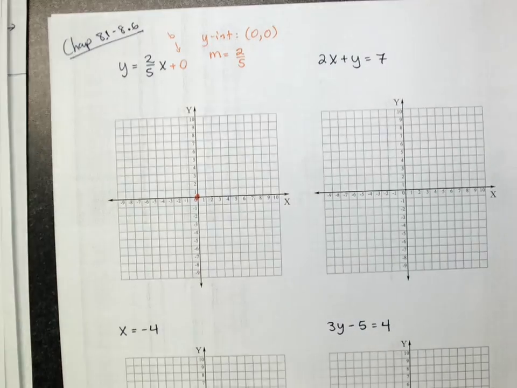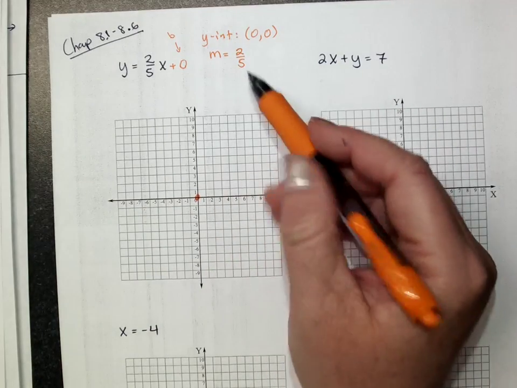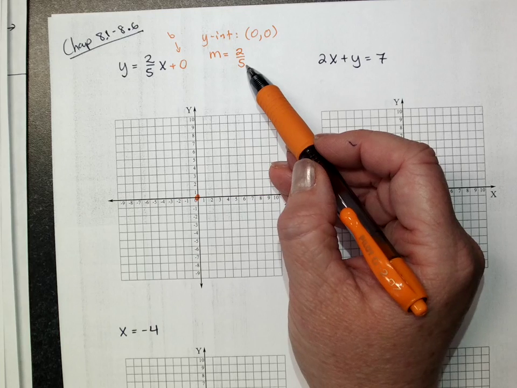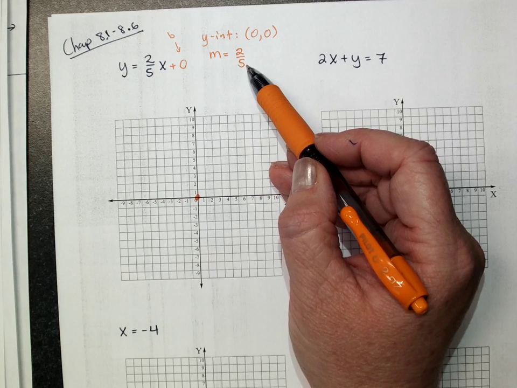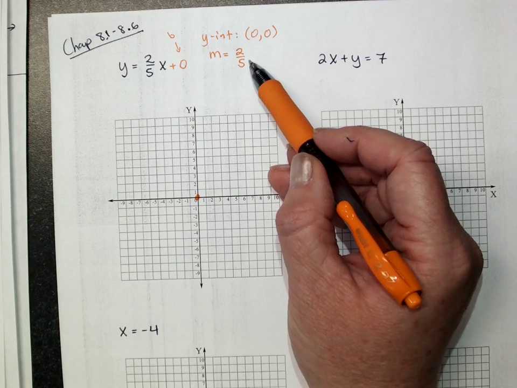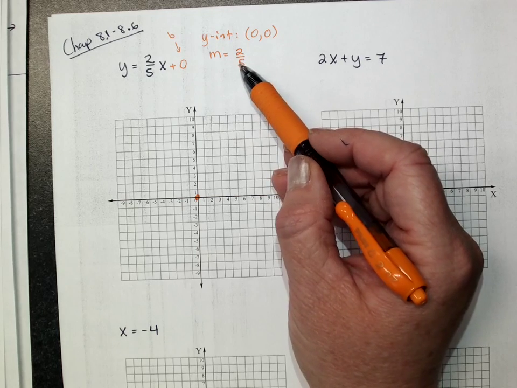2/5. Now, with a slope of 2/5, are you expecting an upward or a downward line? It's upward. Positive slope means upward. And this slope is less than 1. The absolute value of it is less than 1.